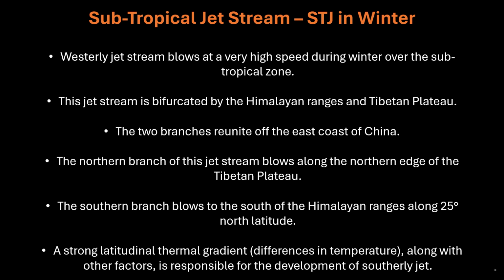Subtropical jet stream, STJ in winter. The westerly jet stream blows at a very high speed during winter over the subtropical zone. This jet stream is bifurcated by the Himalayan ranges and Tibetan Plateau. The two branches reunite off the east coast of China. The northern branch of this jet stream blows along the northern edge of the Tibetan Plateau. The southern branch blows to the south of the Himalayan ranges along 25 degrees north latitude. A strong latitudinal thermal gradient, differences in temperature, along with other factors, is responsible for the development of the southerly jet.